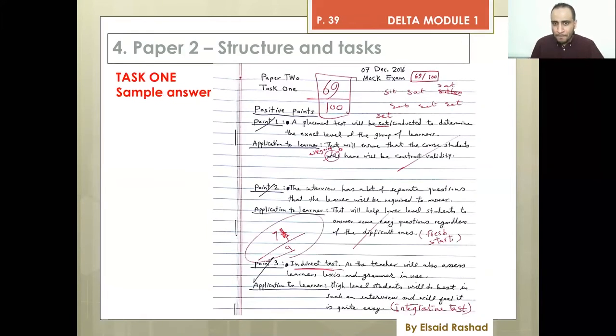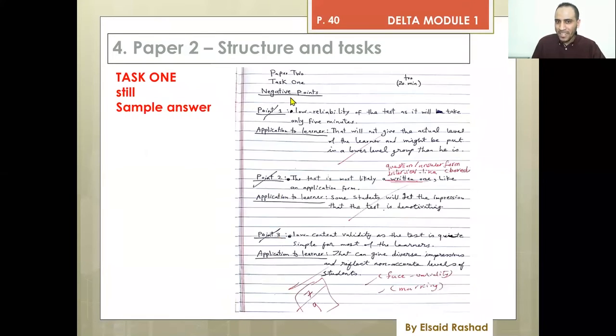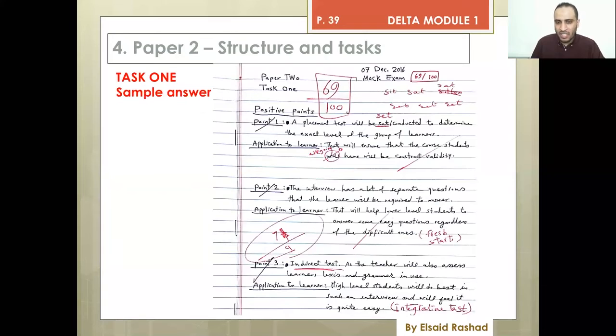Here is my answer. Positive points, 1, 2, 3. So how many negative points will be there? Negative points, 1, 2, 3. So do we have to write 3 and 3? No. You can write 2 and 4, 1 and 5. Okay, depends on the test. So I wrote here 3 positive points and 3 negative points. So here, as you see, you need to provide an application to the learner. How this is going to affect the learner, whether positively or negatively.